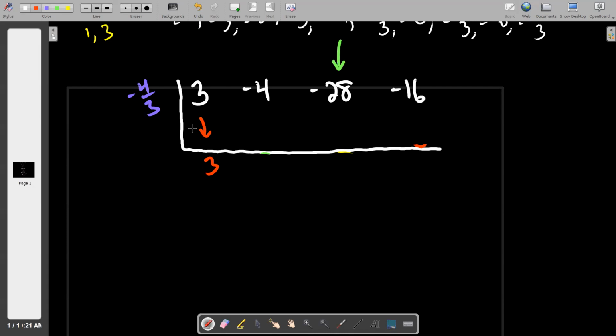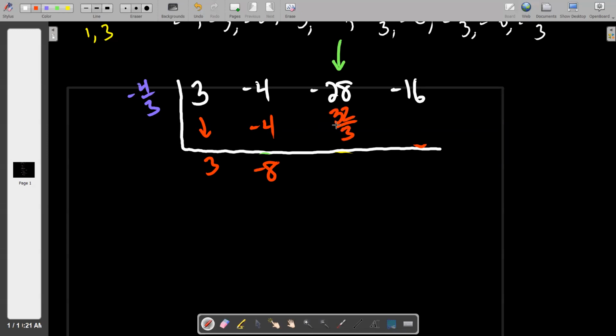Drop the 3. What's negative 4/3 of 3? Negative 4. Add negative 4 and negative 4. Get negative 8. And here comes trouble, right? Trouble ahead. What's negative 4/3 times negative 8?